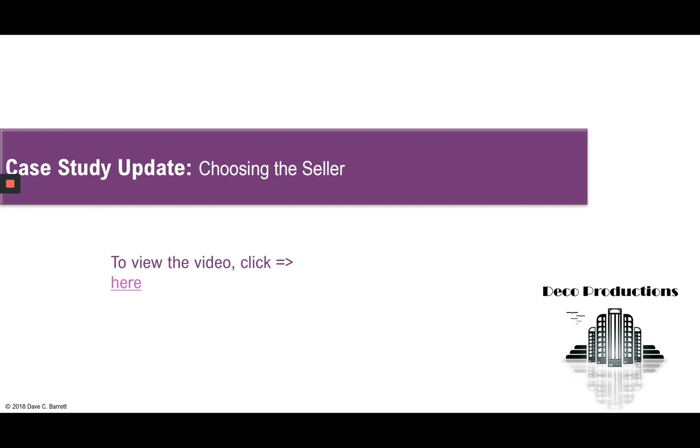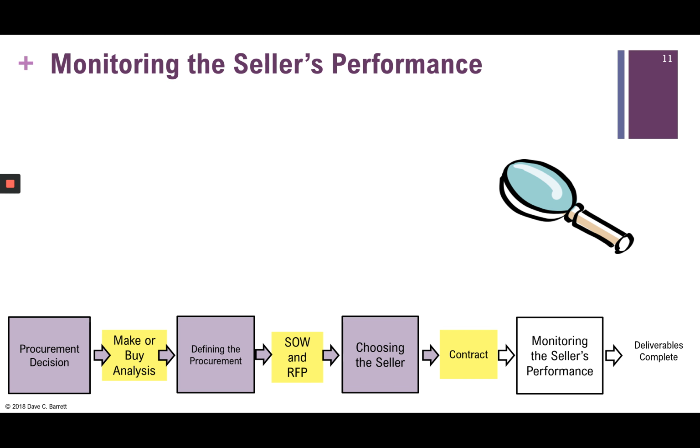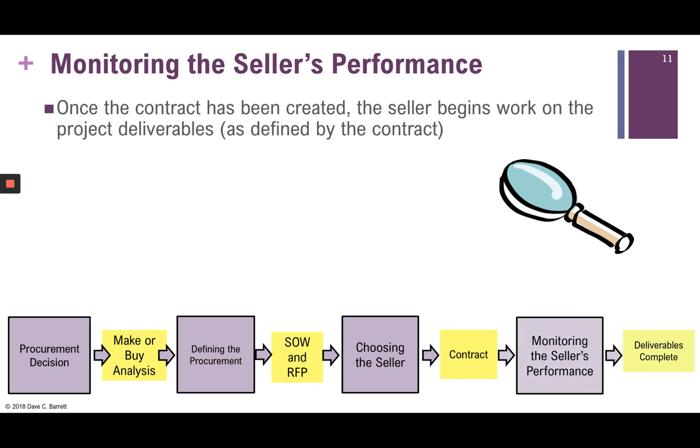Once a seller is selected, then a contract is developed and signed. That contract is a key thing that is created, and it then guides the rest of the work to be done. The last step, now that the contract's in place, is the monitoring of the seller's performance. Once the contract has been created, the seller begins to work on the project deliverables as defined by the contract. And that's one key thing.